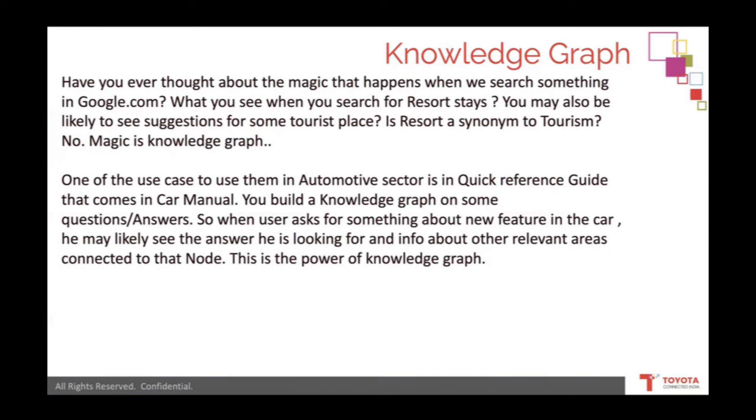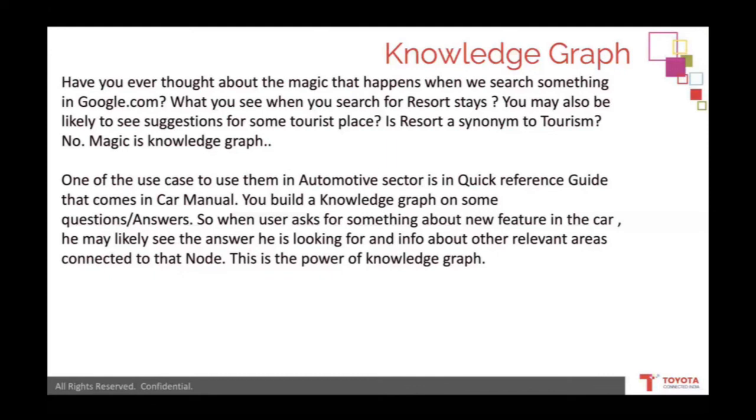So the knowledge graph will easily understand that the resort is connected to tourism places in some way, with a few number of hops. Resort should be a node, and tourism place should be a node. The graph will easily find a relationship between resort and the tourism places. That is how, when we search for resort stays, we also get to see tourism places.